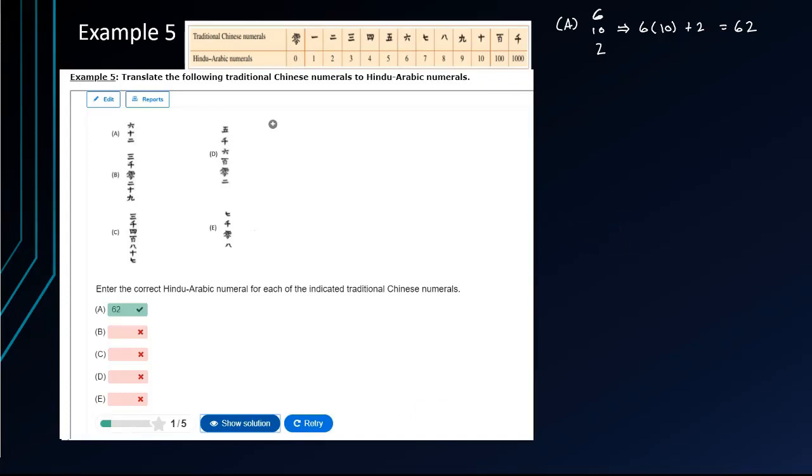For the next one, I have the symbol for 3 over 1,000. I then have a 0. I then have the symbol for 2 over a 10. And then I have the symbol for 9. So I have 3 over 1,000, 0, 2 over 10, and 9, which means I'm going to have 3 times 1,000 plus 2 times 10 plus 9, which is 3,029.